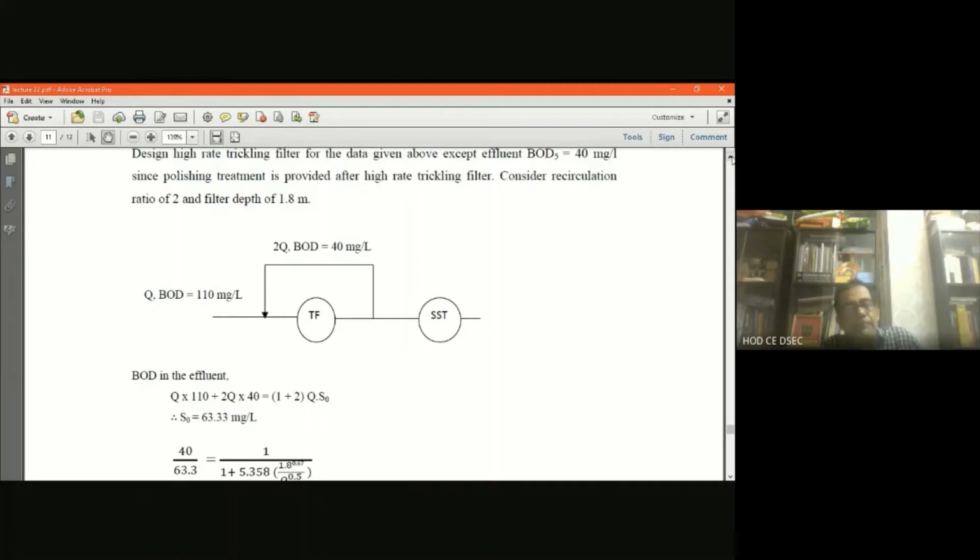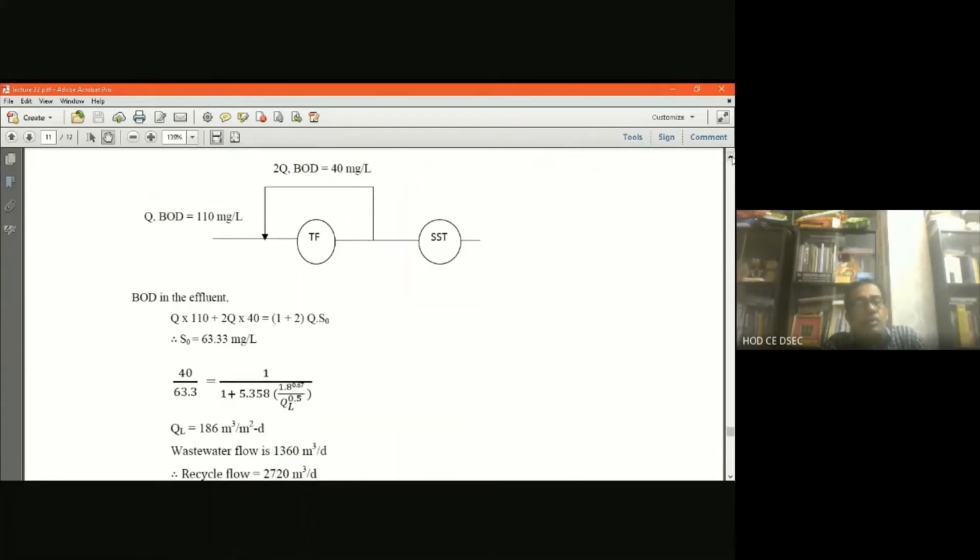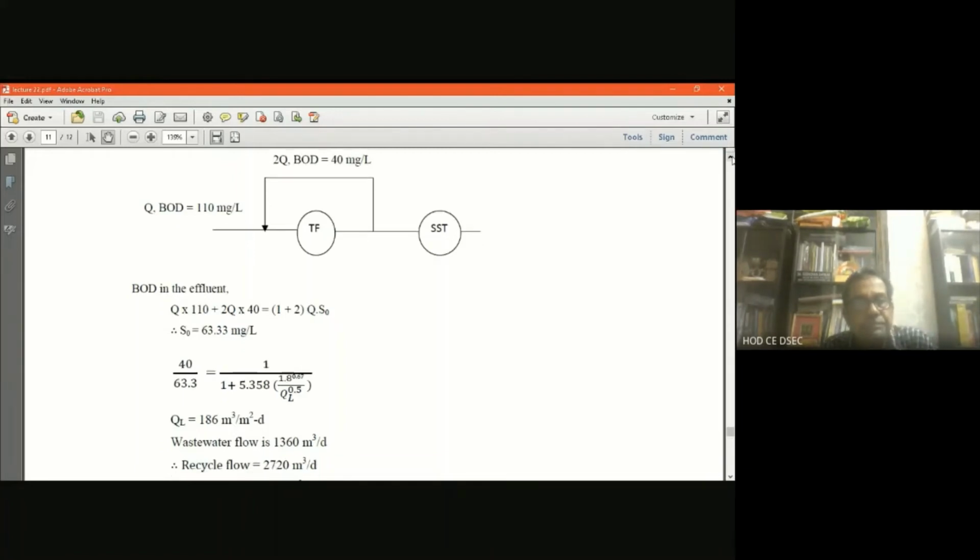So what is the S0 in the expression of ST by S0, which we have shown in the kinetics equation? That S0 will be found out as 63.3 milligram per liter. Now ST we know is 40 milligram per liter, given by the question. The C value is given, D is given. So what will be the value of QL, that is the loading rate? It is 1.86 meter cube per meter square per day.